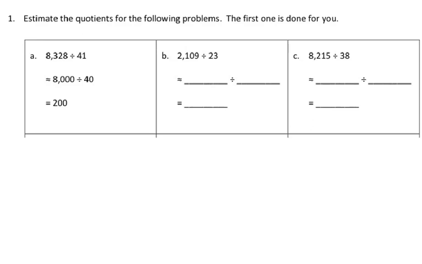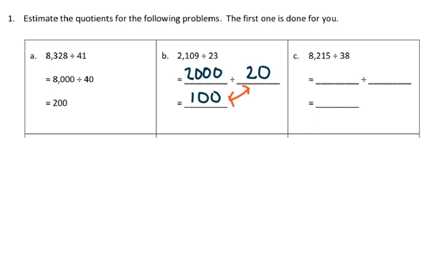So when we're looking at B, I have 2,109, and that's going to round to 2,000. And divided by 23, that goes to 20, okay? Again, this is a pretty simple mental math problem. So how many times does the 20 go into 2,000? And the answer is 100. You can always check your answer by multiplying 20 times 100, or 100 times 20, and the answer is 2,000.